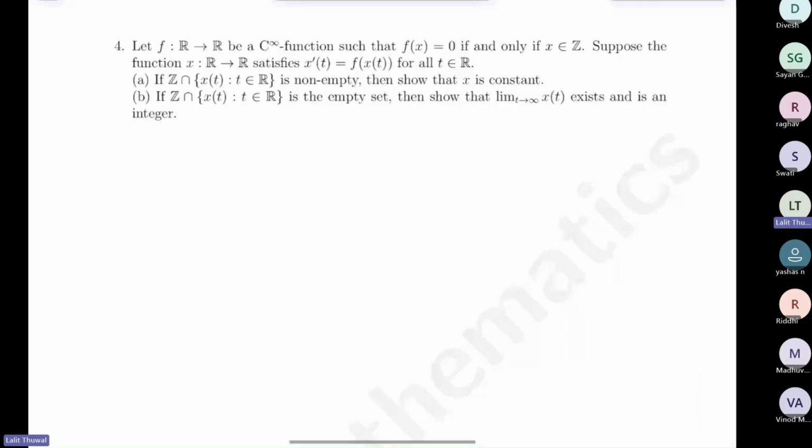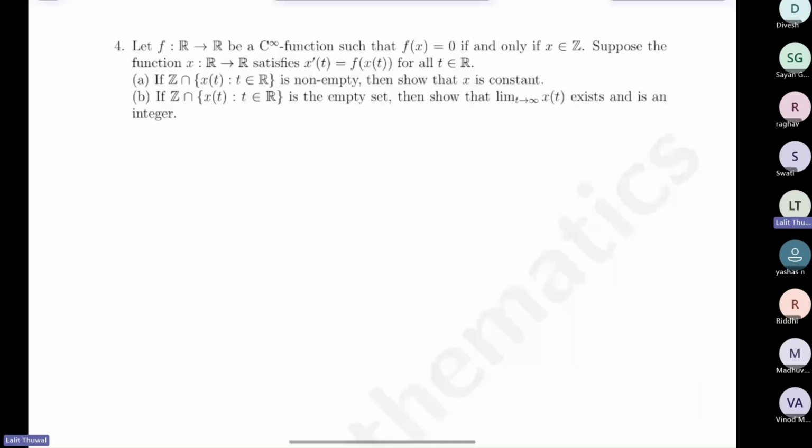So question number 4, this is the interesting one, okay? You will definitely like it. To solve this question, you do not need to know very much, just differentiability and the existence and uniqueness theory from differential equations. Okay, so let's start.